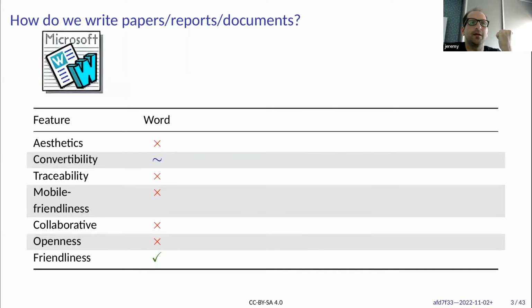Let's first take a minute. How do we write papers or reports or documents? The first approach would be to use Microsoft Word. We know the aesthetics of Word are not good. You can convert it to other formats, but not so much. The traceability of the source is way worse than any other approach. We end up naming files final, final2, final. Yeah, we have been through that. It's not mobile friendly, it's not collaborative, it's not open, of course. The only pro is that it's friendly.